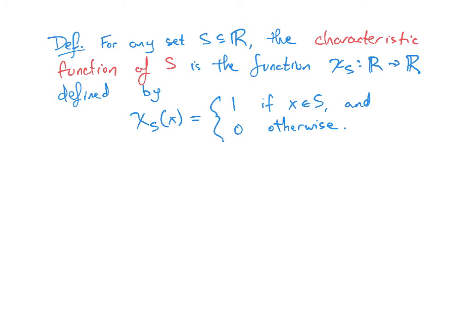Have we seen any of these before? Yeah, we had that function way back, where it was 1 if x is rational and 0 if x is irrational. Yes, thank you. Dirichlet's function is the characteristic function of the rationals. It was 1 if x is rational and 0 if x is irrational.